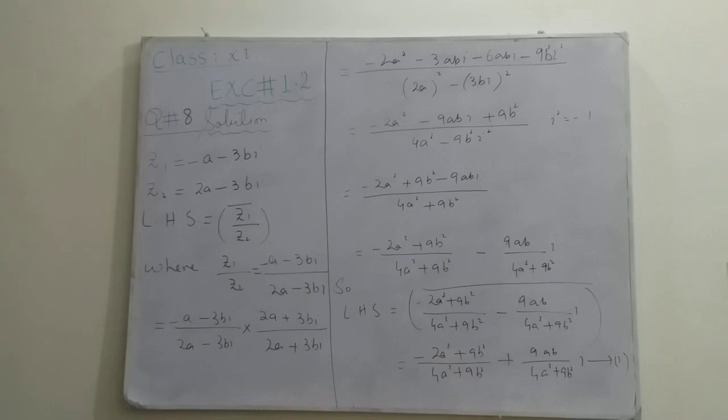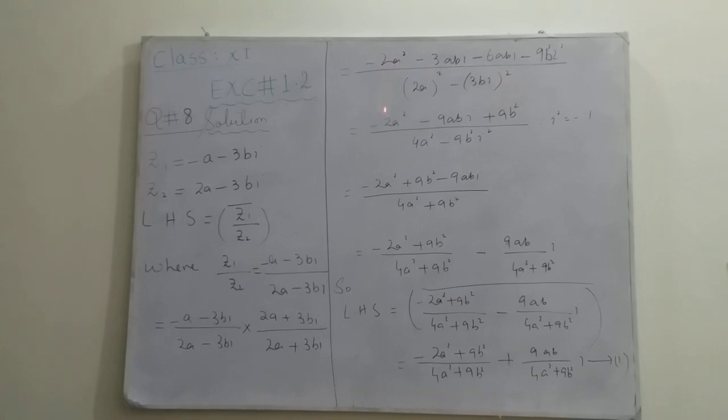So, for the numerator, first we will multiply -a with 2a + 3bi, then we will multiply -3bi with 2a + 3bi. So we have -2a² - 3abi - 6abi - 9b²i². And for the denominator, we have the formula (a - b)(a + b), which is equal to a² - b². That is (2a)² - (3bi)².